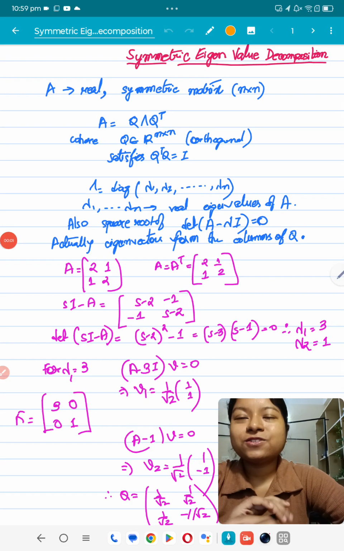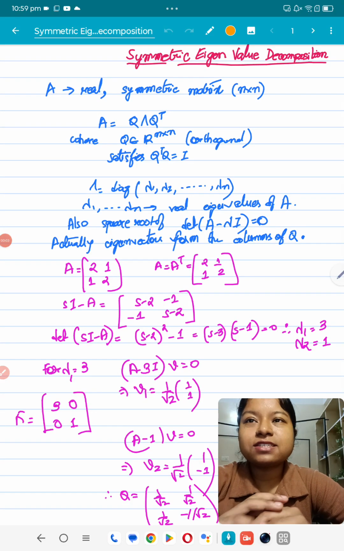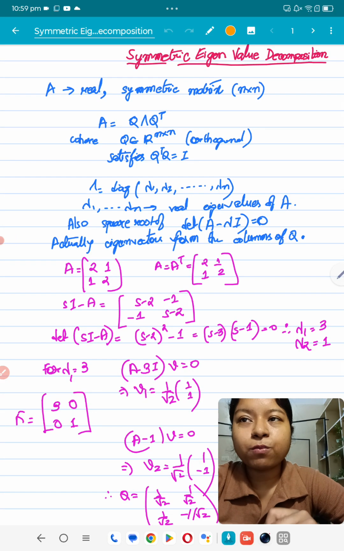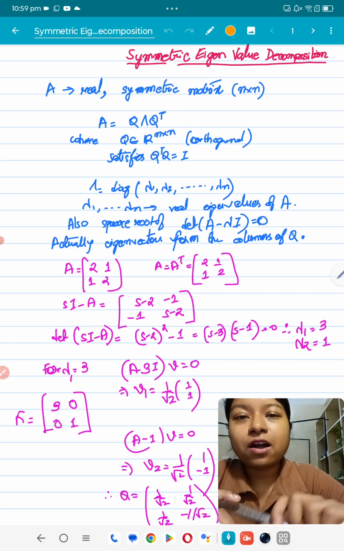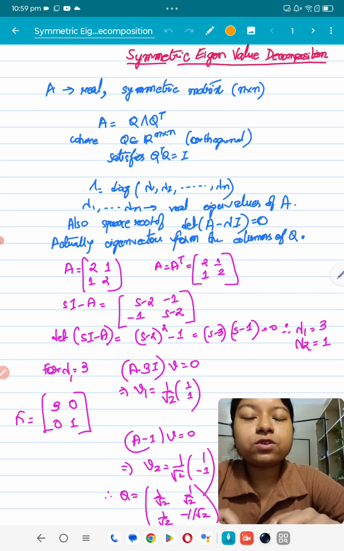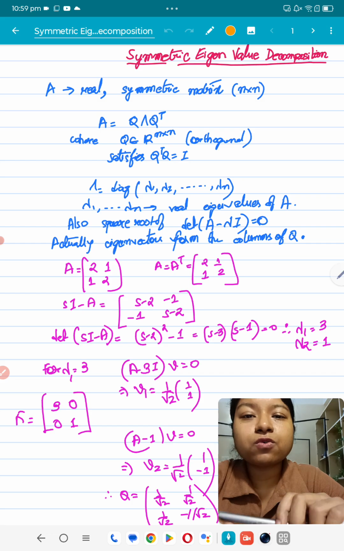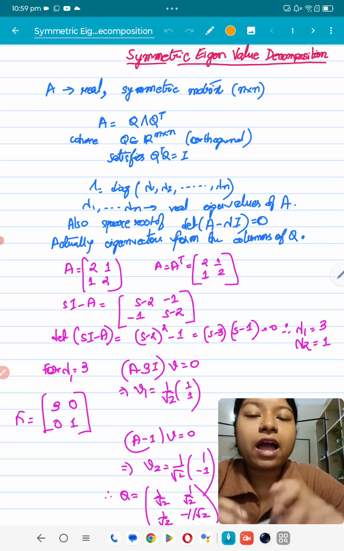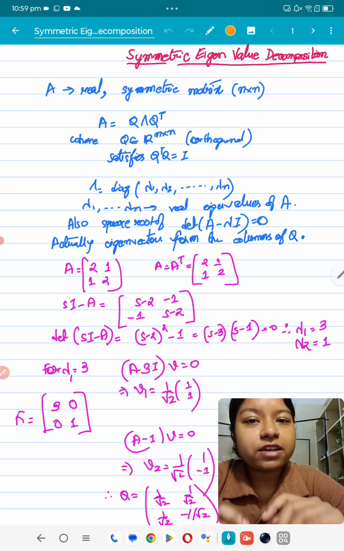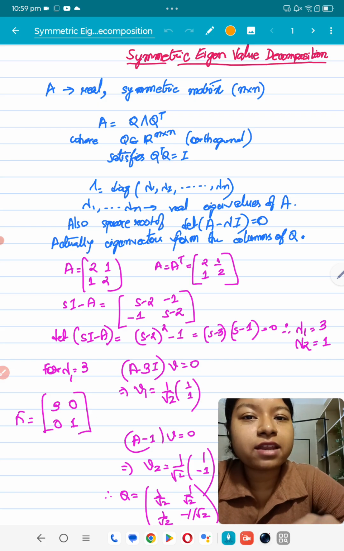Hello guys, in this video we are going to discuss the symmetric eigenvalue decomposition. In our earlier video we discussed the application, or why you even need the SVD or EVD. Here we are going to discuss what a symmetric eigenvalue decomposition is. For the eigenvalue decomposition, the matrix has to be a square matrix and a symmetric matrix. That is the requirement.